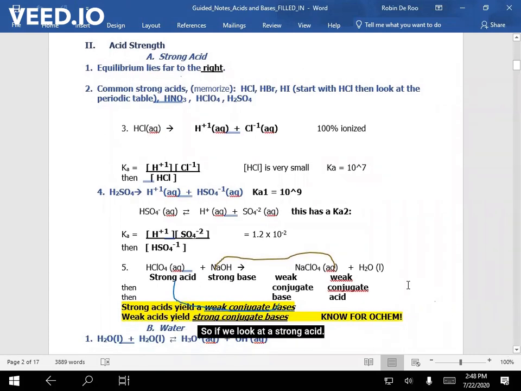So if we look at a strong acid, for example, perchloric acid as a strong acid, it becomes the sodium perchlorate. A strong acid has a weak conjugate base. A strong base has a weak conjugate acid. You are definitely going to want to understand this so that when you take OChem, it makes sense to you. Okay, we'll start with water next time.